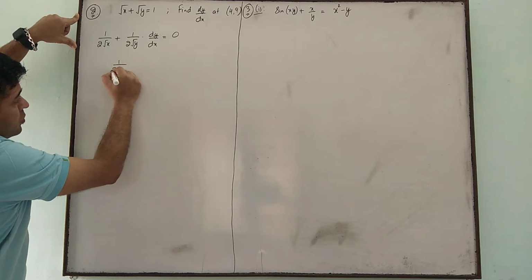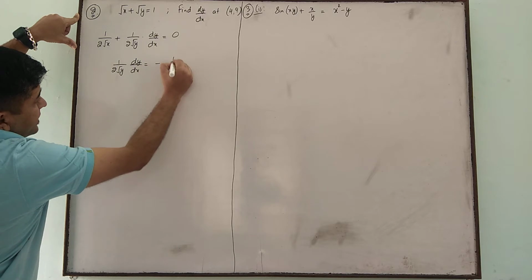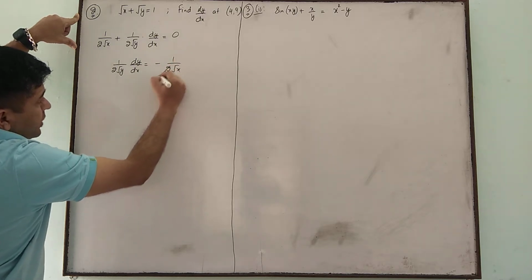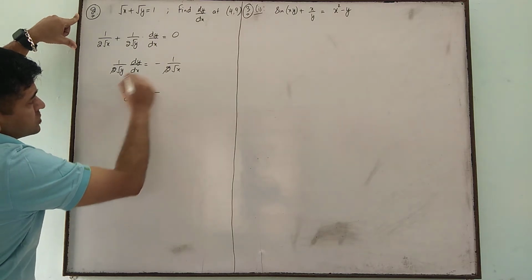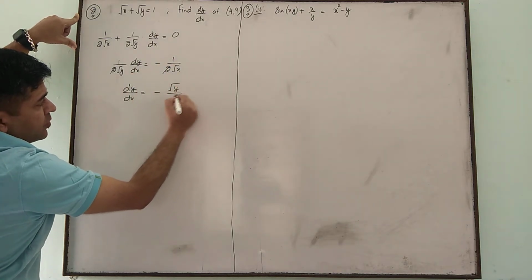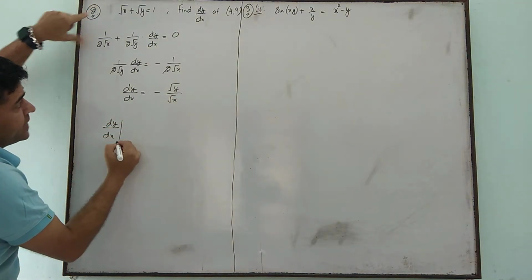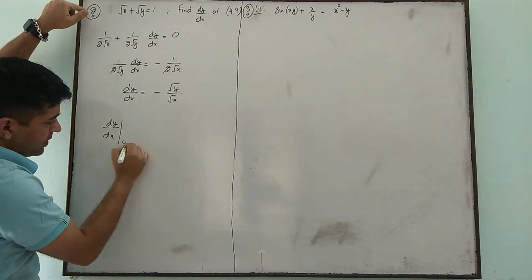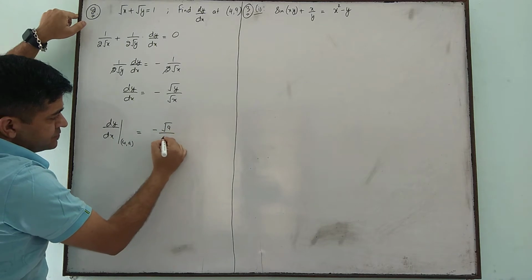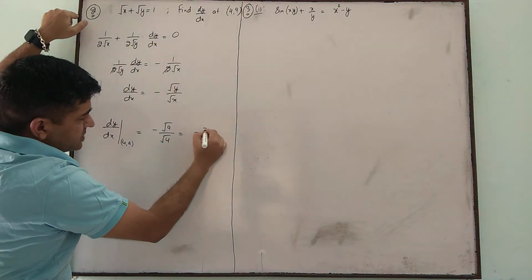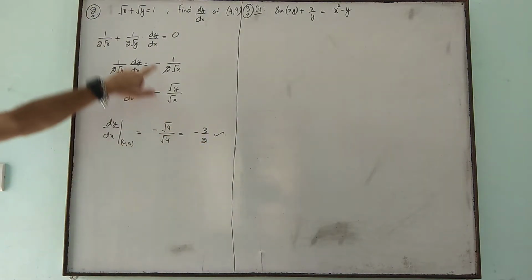1 upon 2 root y dy by dx is equal to minus 1 upon 2 root x. 2 and 2 cancelled out, so we got dy by dx is equal to minus, cross multiply this, root y upon root x, and dy by dx at a particular point 4, 9. Value of x is 4 and value of y is 9. So it is minus 3 upon 2. This is what is your dy by dx at a particular point.